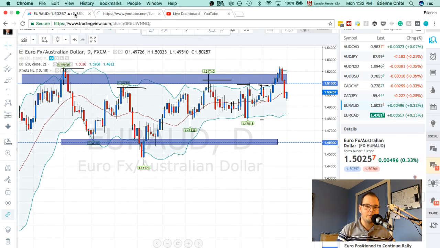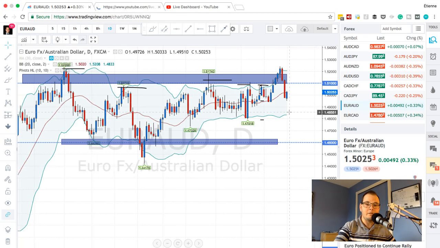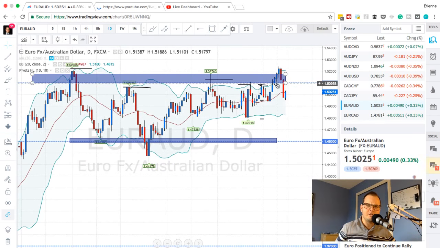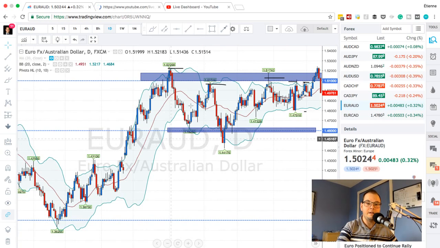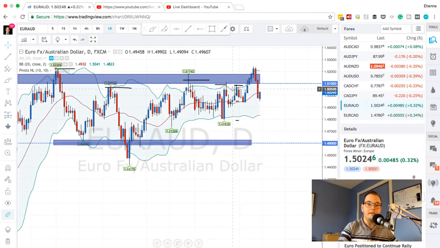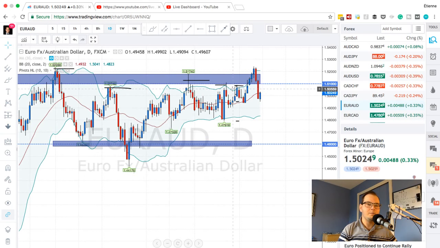Here's an example of a chart, Euro AUD. The reason why I'm taking this example is I have a trade open on this one. I think I shared a trade last week, or maybe I didn't. I'll try to do a video about that trade later on. But this is the perfect example of having a range and then trading off that range, trading in the resistance area.